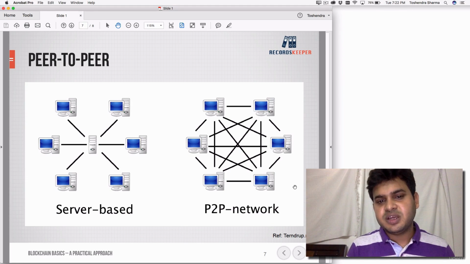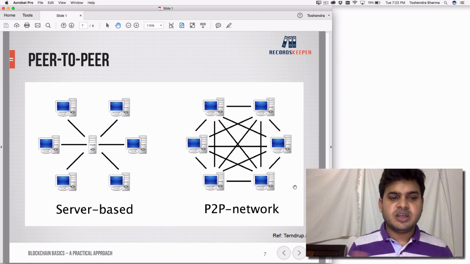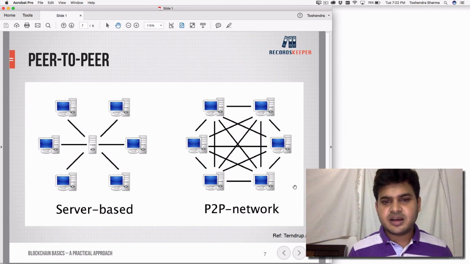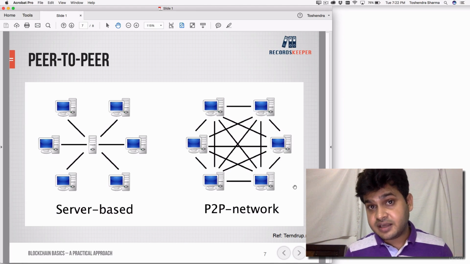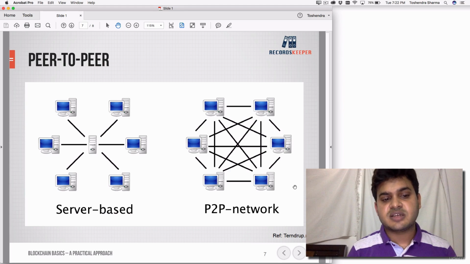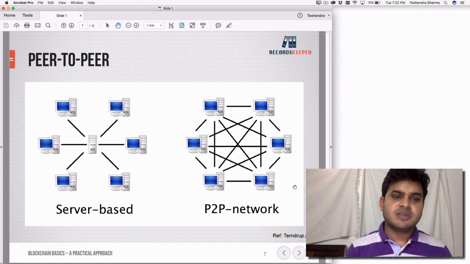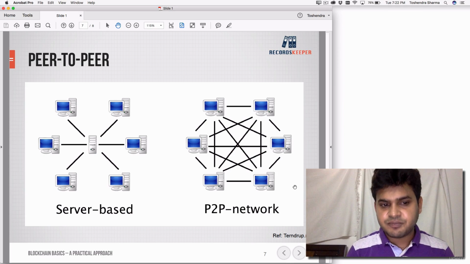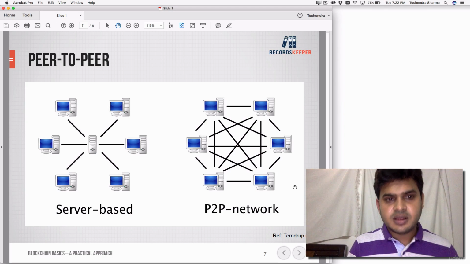And the next is peer-to-peer. What is the difference between a peer-to-peer system and a server-based one? Simple. In a peer-to-peer network, systems are connected to each other in some way, directly or indirectly. In a server-based system, every client is connected to the server, and that's it. Clients do not interact with each other. That's called a centralized system or server-based system, which is the most common. The internet, whenever you serve a website, is a server-based system.